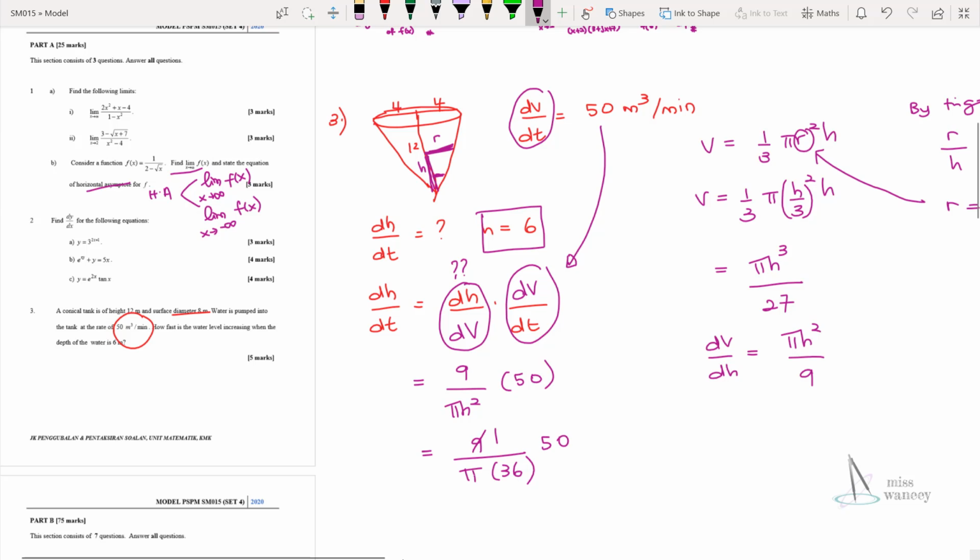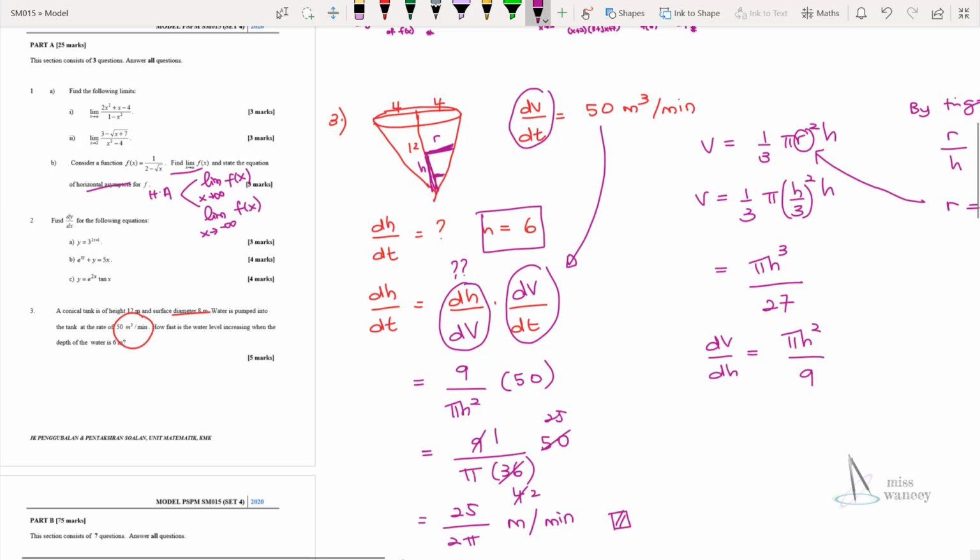So this is 1, this is 4, this is 25, this is 2. So what we have is 25 over 2 pi, so the value is meters per minute. Basically you can use your calculator, but I don't have my calculator with me, so that's the reason why I simply write them down as 25 over 2 pi. But of course, if you have your calculator, then go ahead and use it.